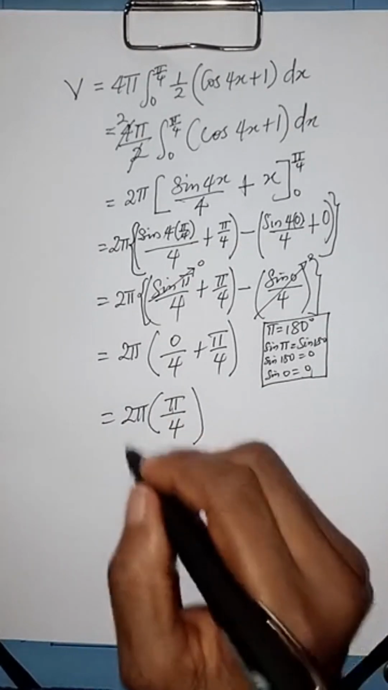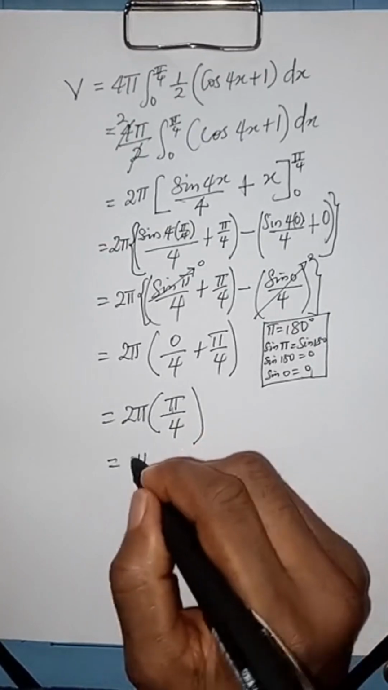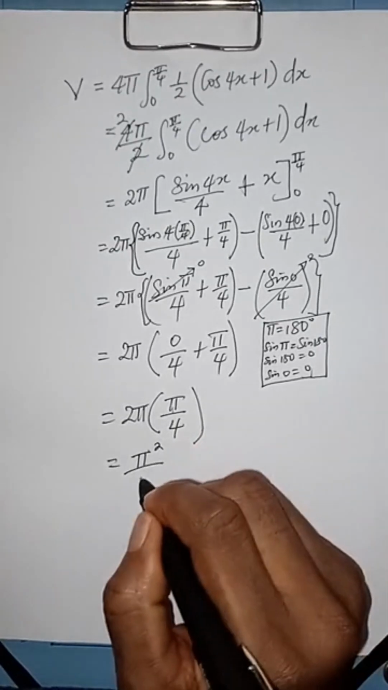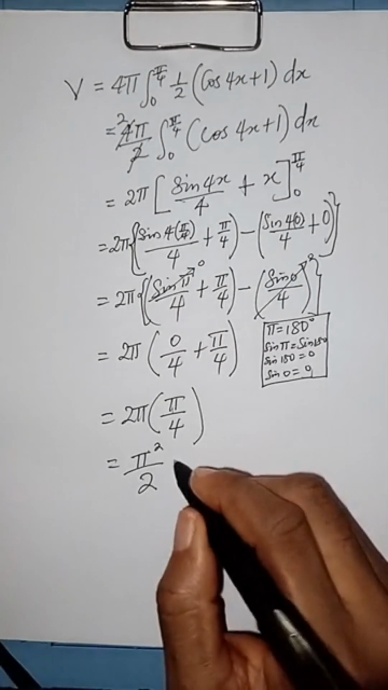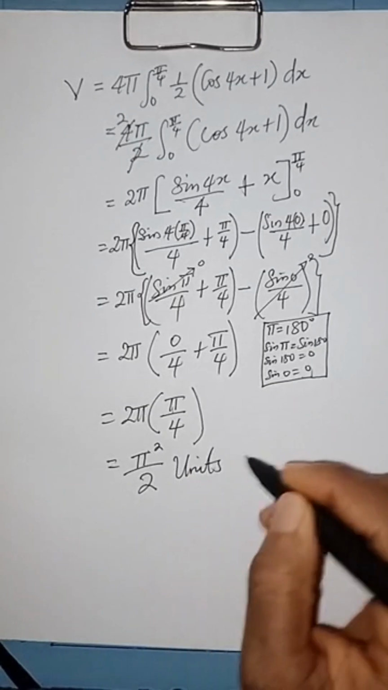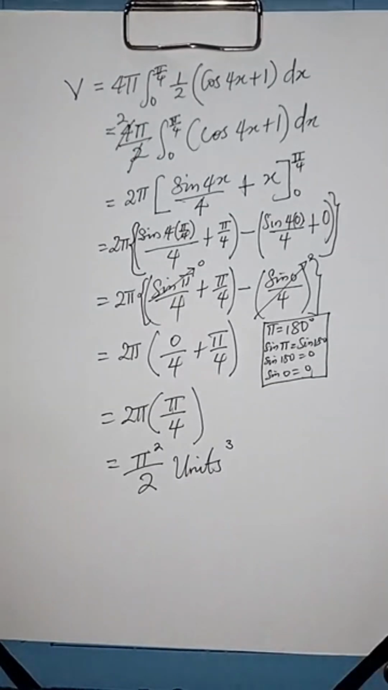And if this cancels out, it's going to be pi squared divided by 2. This is the solution to the question. And because it's volume, you put your units raised to power 3, or cubed. That's how to solve questions or apply integration in solving volumes of a plane figure that is bounded.